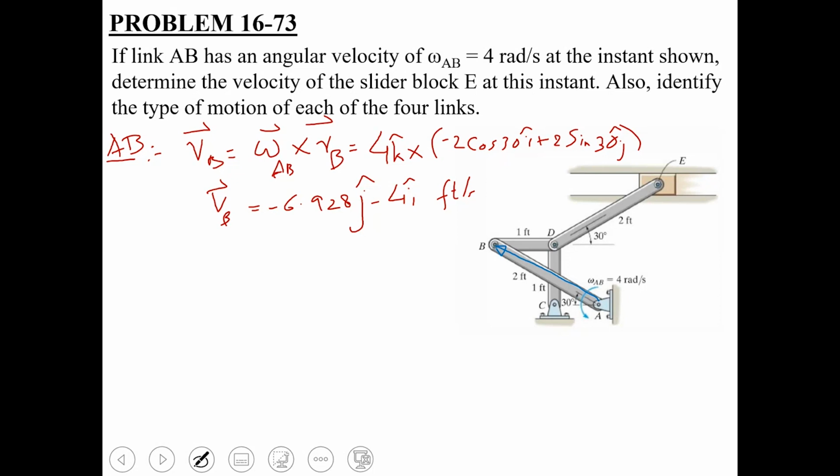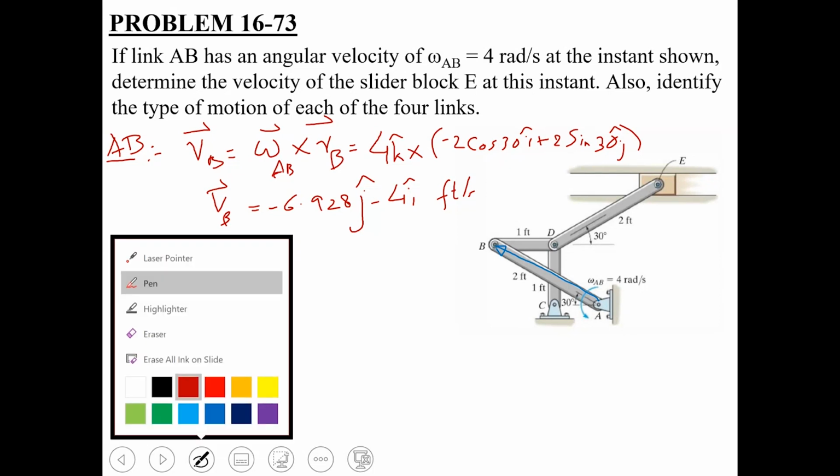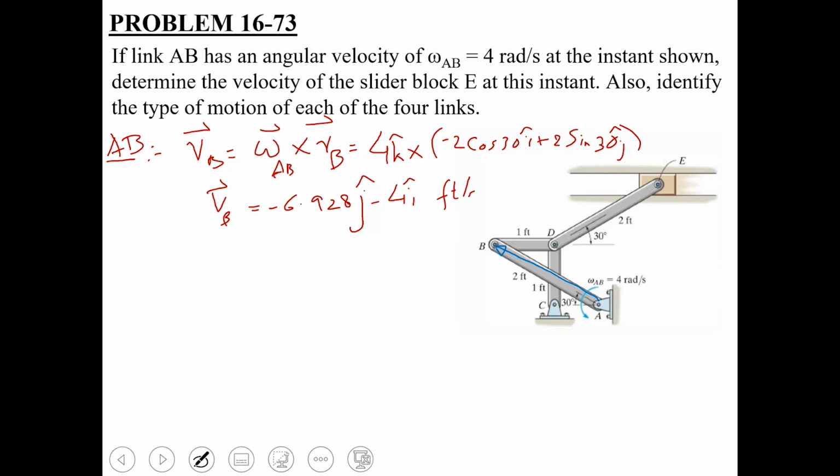Okay, now moving on to the next link, which is link BD. Since we have already discussed that link BD is undergoing general plane motion, we need to write the relative velocity equation for this link BD. What should be our base point? D or B? B, sir.